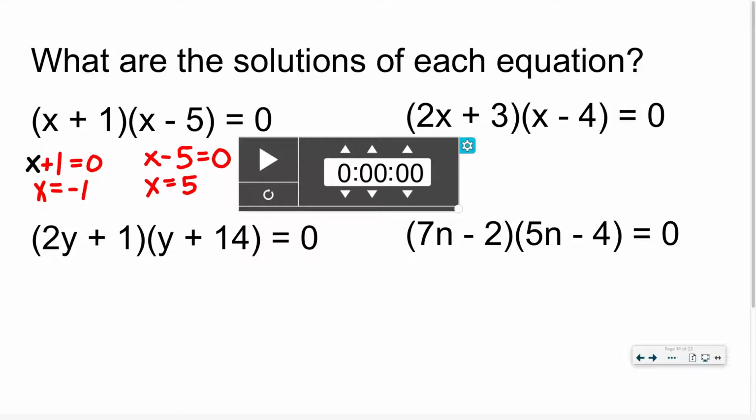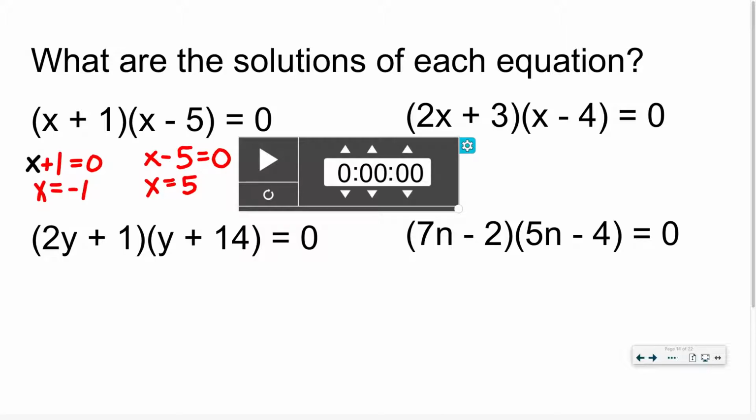Subtracting 3 from both sides gives us 2x equals negative 3. Divide both sides by 2. x equals negative 3 halves. And the other equation is just one step, adding 4 to both sides. x is 4. Ibrahima did the same thing here. 2y plus 1 equals 0. So getting y by itself, subtract the 1, and then divide by 2. You have y equals negative 1 half.